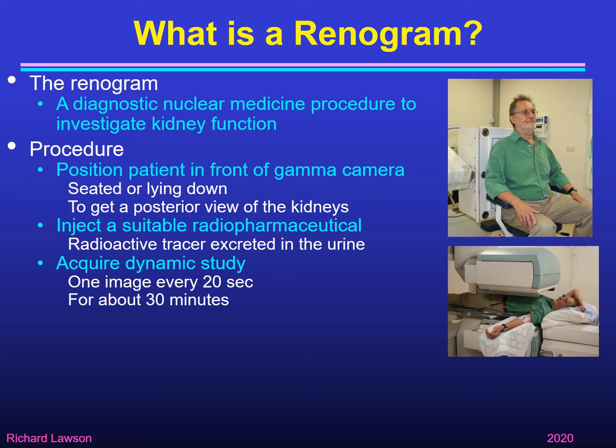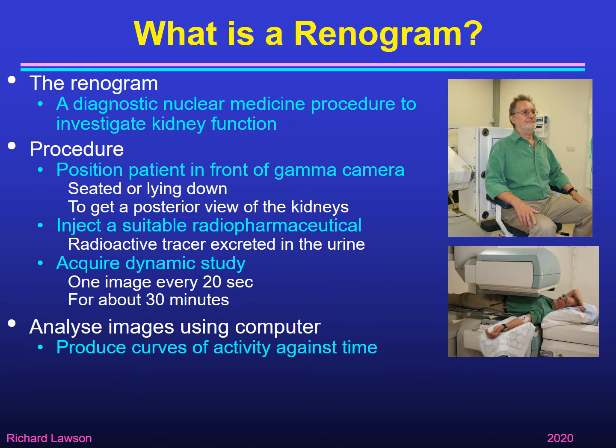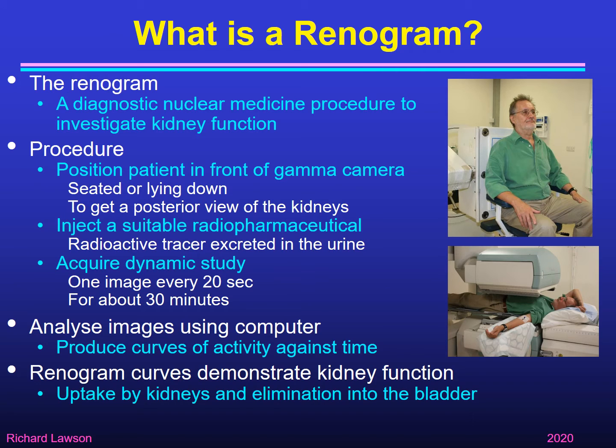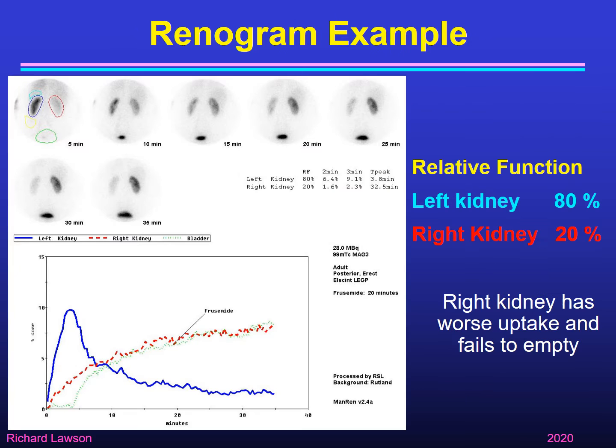We acquire a dynamic study, typically one image every 20 seconds for about 30 minutes. Then we analyze those images using a computer to produce curves showing how the activity in the kidneys and bladder changes with time. And the renogram curves which we get demonstrate kidney function. They show both uptake by the kidneys and also elimination into the bladder.